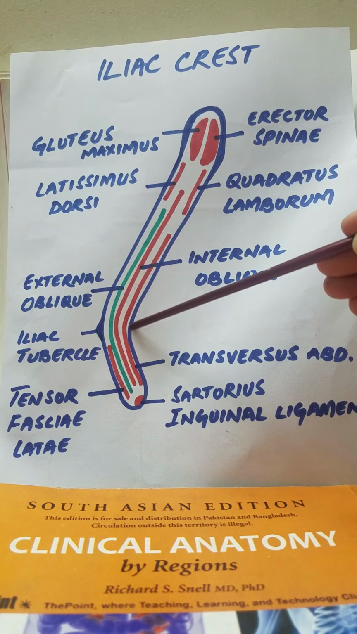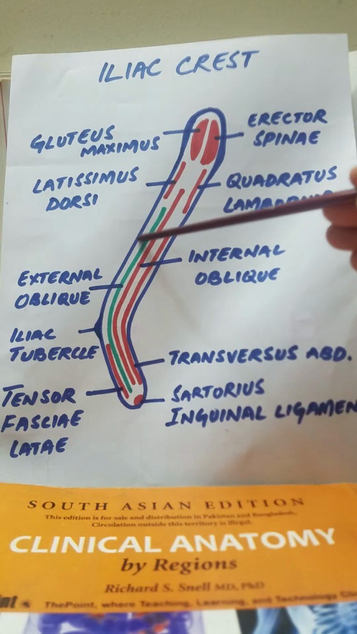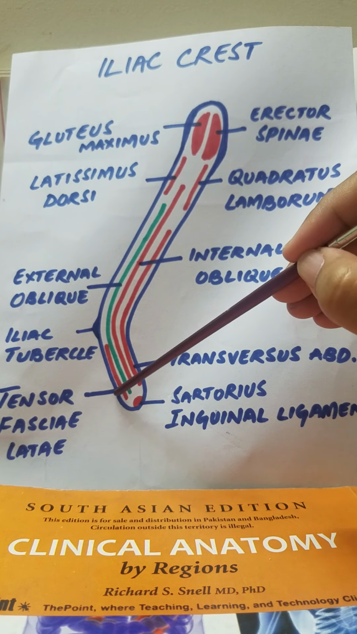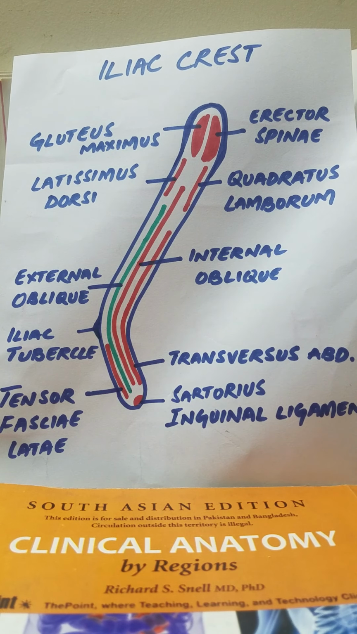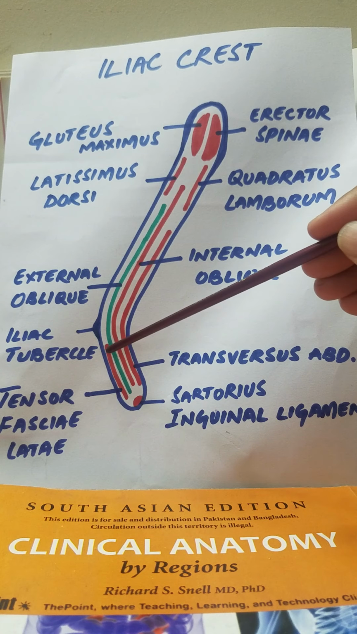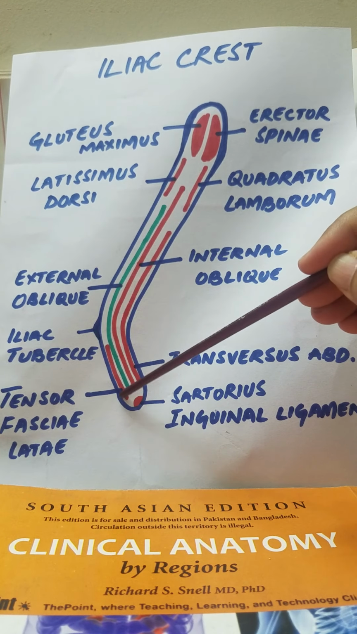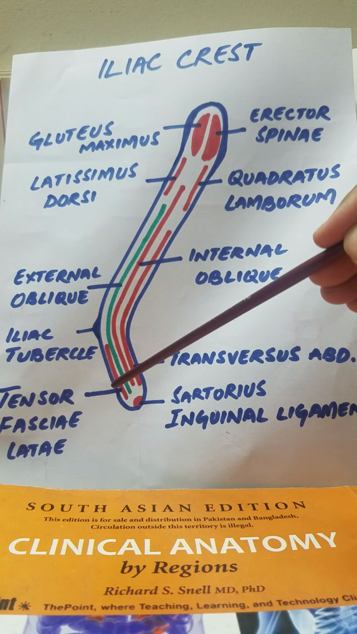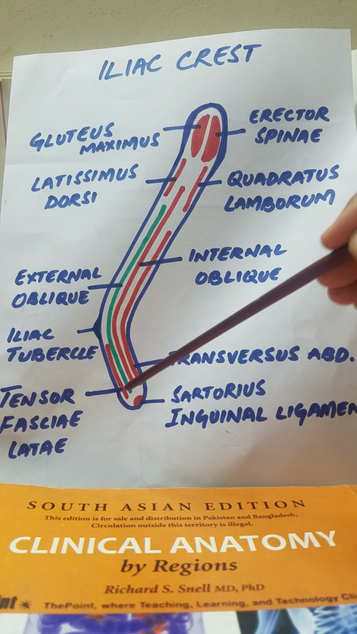Now this is the inner lip, this would be the outer lip, and the iliac tubercle here. All along the outer lip there is the attachment of the fascia lata. The fascia lata is the deep fascia of the thigh. In the anterior part of the outer lip, in front of the iliac tubercle, we have the attachment of a muscle known as the tensor fascia lata.